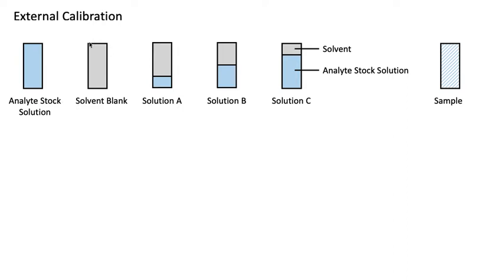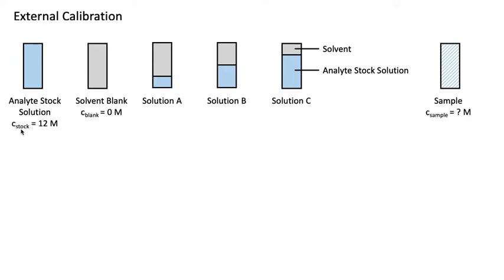Now we are also going to have to use some kind of a solvent blank. This solvent blank represents the solvent used in both our stock solution preparation and our sample, but without any analyte present. For the rest of the calibration curve, we're going to make several standard solutions. Here I've indicated them as solution A, solution B, solution C, and these are made by mixing an amount of the stock solution of the analyte with the solvent.